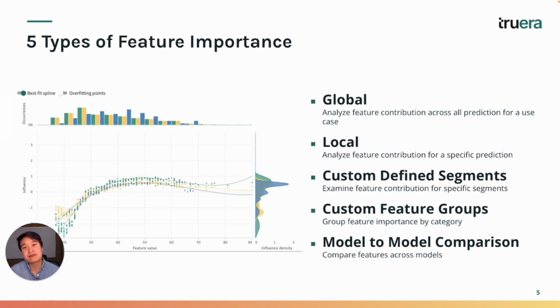There are 5 different types of feature importance. 2 of the most commonly used ones are global and local. Global looks at all predictions and how features are associated to them. Local looks at a specific prediction and how features work around it. And then you can also look at features by segments, group features by categories, and lastly, you can also compare features and how they associate from model to model.